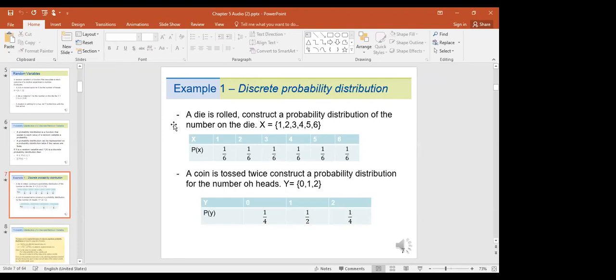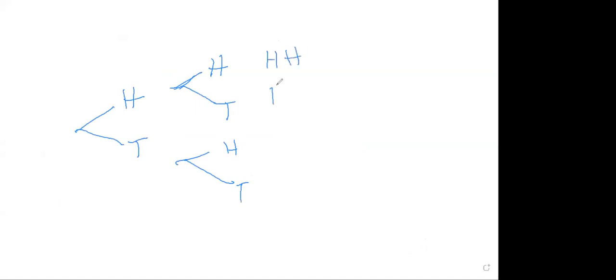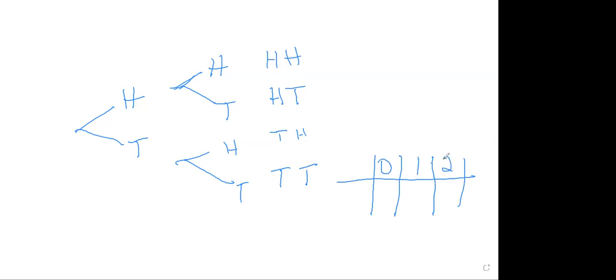If we think about tossing a coin twice, we get the random variable Y equal to 0, 1, 2. I will use the whiteboard to explain how to find that distribution. So when we toss a coin twice, we could have head, tail, head, tail. So these are the outcomes: head-head, head-tail, tail-head, tail-tail. Now I will make a table here representing the number of heads. We can have 0, 1, or 2.